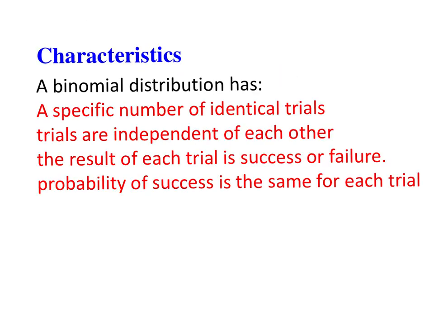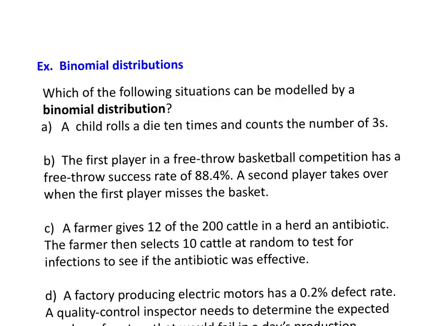So, characteristics of a binomial distribution: it has a specific number of identical trials. The trials are independent of each other, so the outcome of one does not depend on the outcome of the other. The result of each trial is success or failure. That's the bi part of a binomial. And the probability of success is the same for each trial. So this is just some concept attainment thoughts.